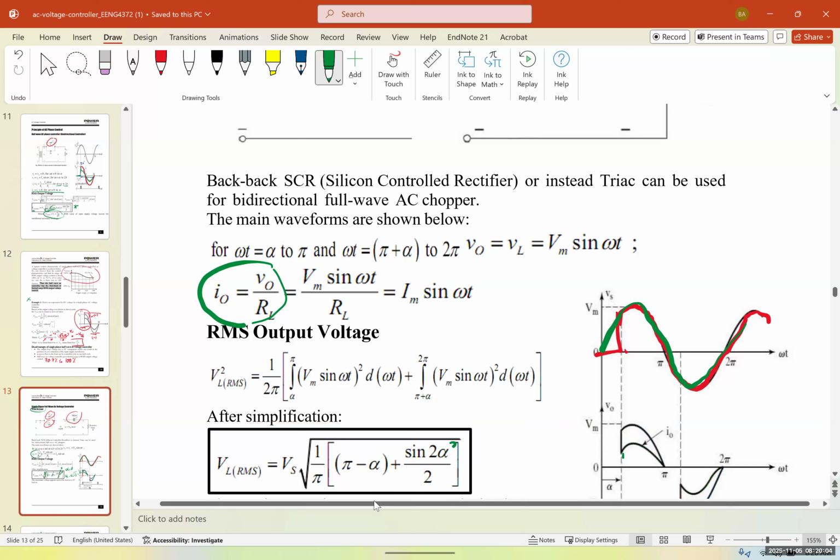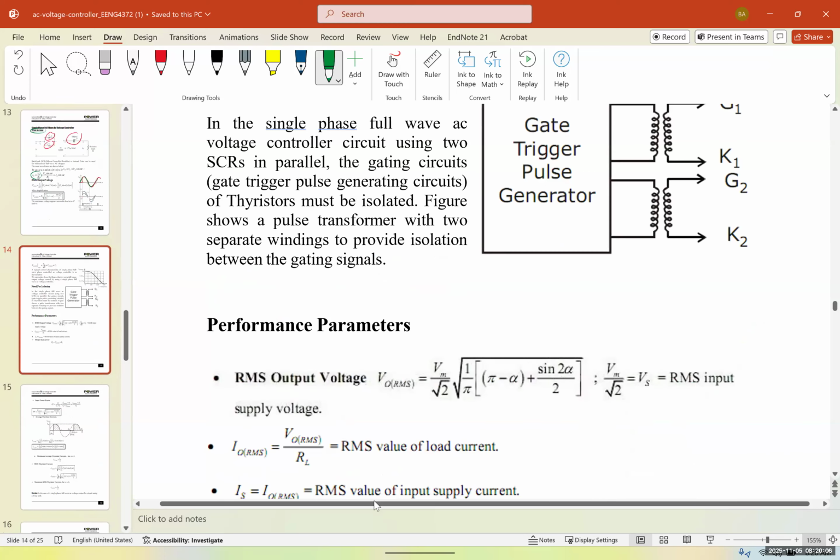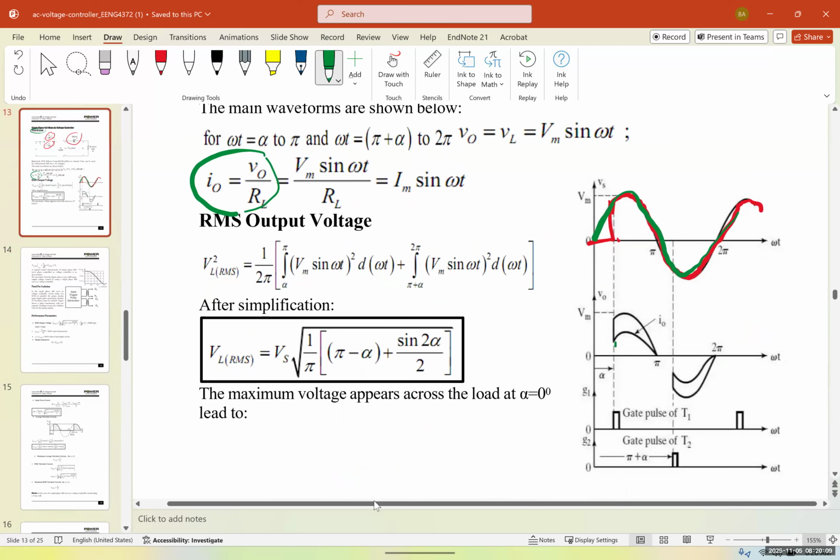So if I put alpha equal to 0, then the maximum voltage appears across the load at alpha equal to 0 again. And in that case, VL would be equal to Vs. Now, where would minimal output appear? If alpha is pi or 2 pi, which one?